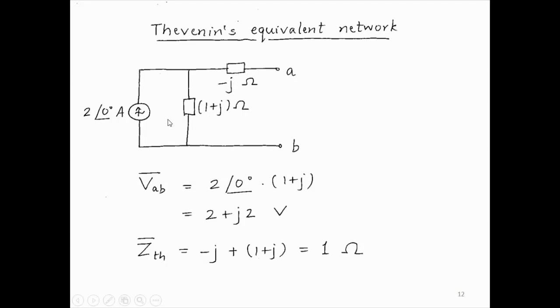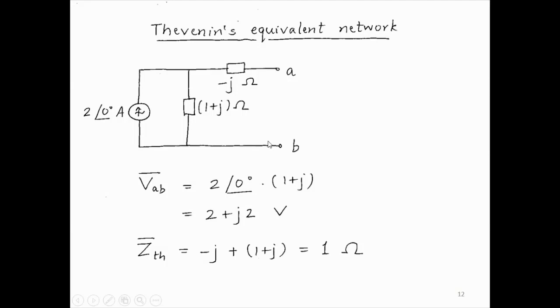So there's only one current. The current flows in this loop. No current flows here because this A to B is open circuited. So the voltage VAB is actually equal to the voltage across these two because there is no voltage across this impedance. And this voltage is equal to this current times this impedance. So it is 2 into 1 plus J. So that is the Thevenin's equivalent voltage, 2 plus J2 volts.